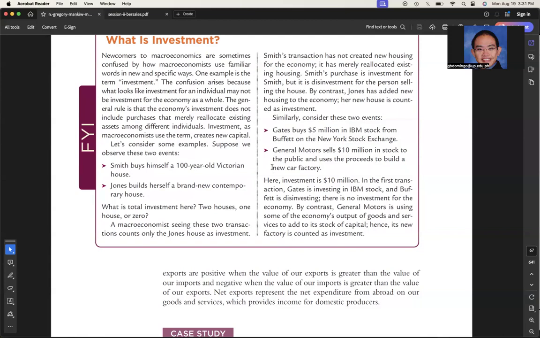In the first transaction, however, Gates is investing in IBM stock and Buffett is disinvesting. So there's a mere transfer of stock from Buffett to Gates, facilitated by the New York Stock Exchange. So there is no aggregate new investment. So I hope that's clear.